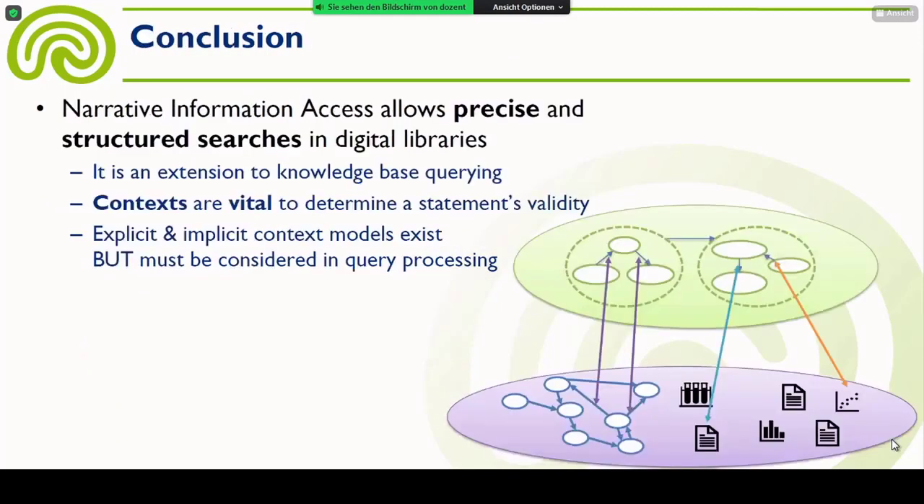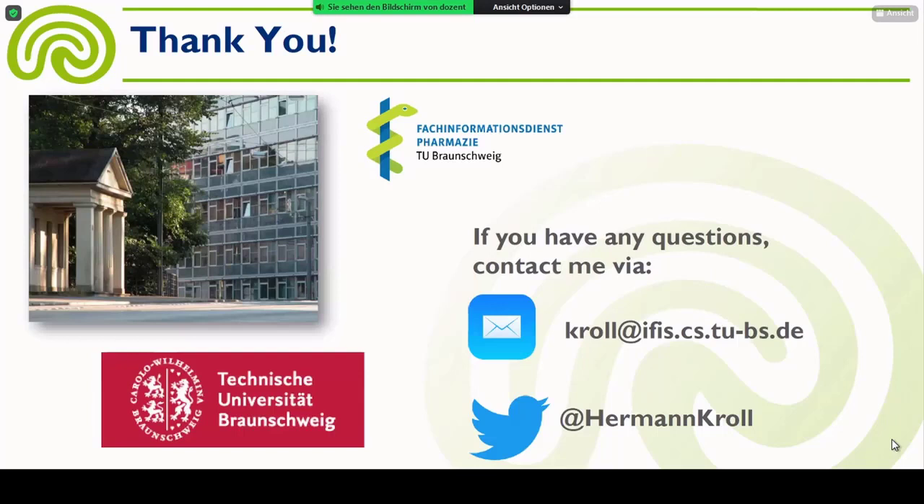Let me come to a conclusion. Narrative information access allows precise and structured searches in digital libraries. We can precisely formulate our information need. And it is an extension to traditional knowledge-based querying. But in this paper, we are focused on the context. They are very vital to determine a statement's validity. And if we think about combining knowledge from different sources, so coming back to our original motivation, then these contexts are essential and we must consider them. Thank you.